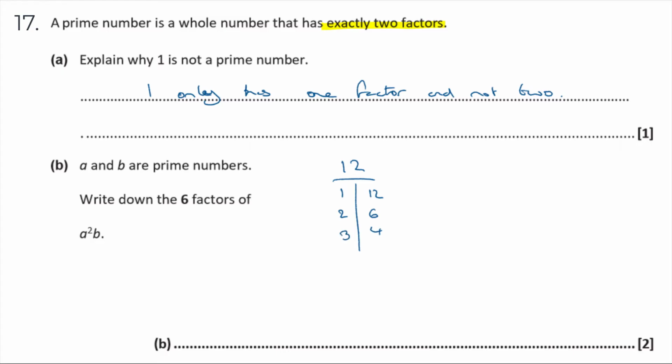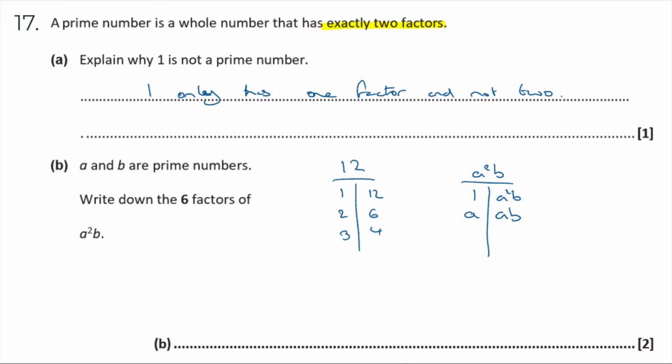Now, if I did the same thing with a squared b, then 1 would go with a squared b, wouldn't it? Because 1 times a squared b is a squared b. And then I need to find some other factors that I can put on the left which pair up with something on the right, so that when I multiply them together, I get a squared b. So what I'm going to do is take the a out and think, well, a times ab is a squared b.